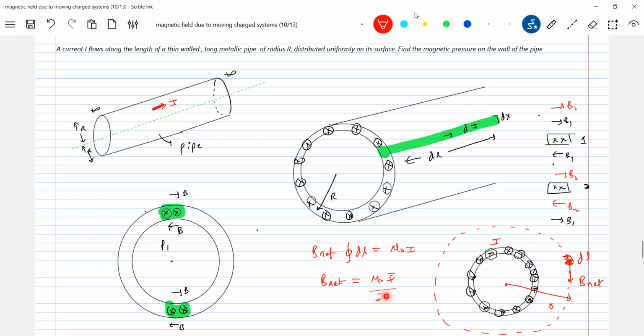Do I agree with this? What is the radius of the pipe? It is capital R. On the surface of the pipe, what should be the magnetic field, zero or non-zero? On the surface, how much should it be? Mu naught I by 2 pi capital R. Do I agree with this? I'll write it on the surface.